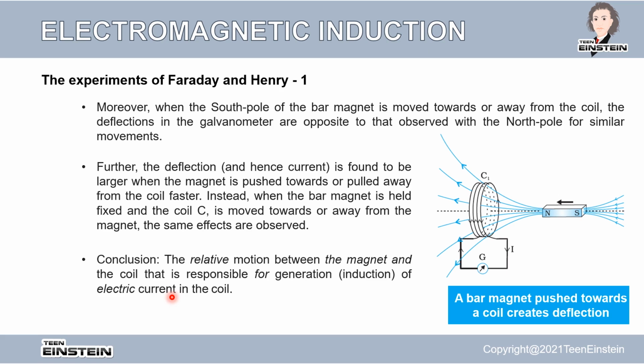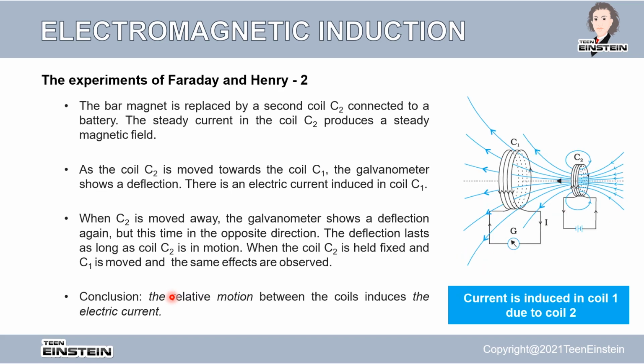So the relative motion is very important. I mean, the bar magnet has to be in motion compared to the coil. If both are moving with the same velocity, there won't be any change. So with respect to the coil, the bar magnet has to be moving. Then only they saw a change in the galvanometer position. Okay. Now let's move on to experiment 2.